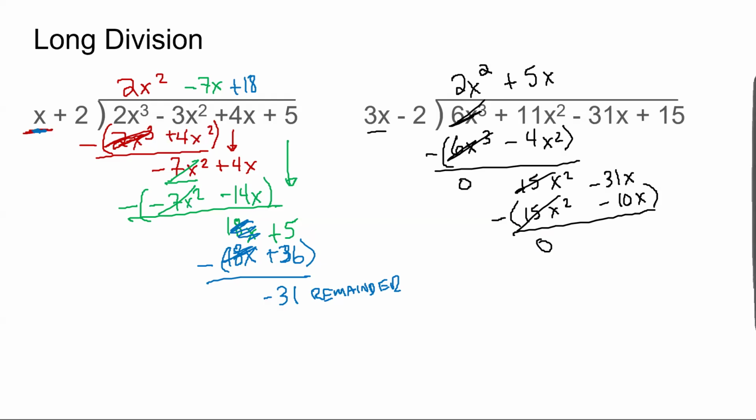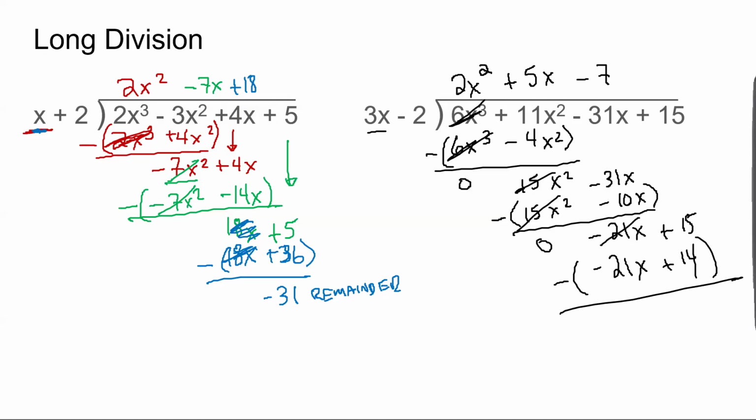Negative 31 minus a negative 10, or plus 10, would be negative 21x. Drop the next term down, 15. Looking for something that'll give me negative 21x, so that would be negative 7. Negative 7 times the 3x would be negative 21x. Negative 7 times negative 2 would be plus 14. I am subtracting. Not going to quite work out, is it? Okay. These will cancel. The 15 minus 14 leaves me a little bitty remainder. It almost went, but not quite.